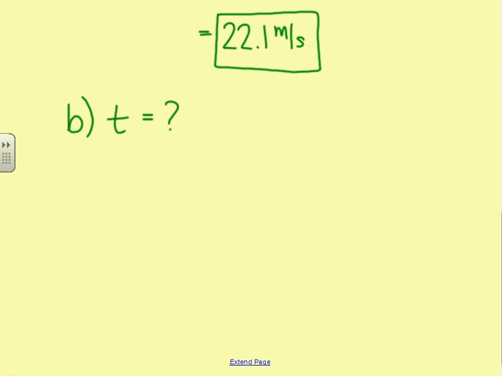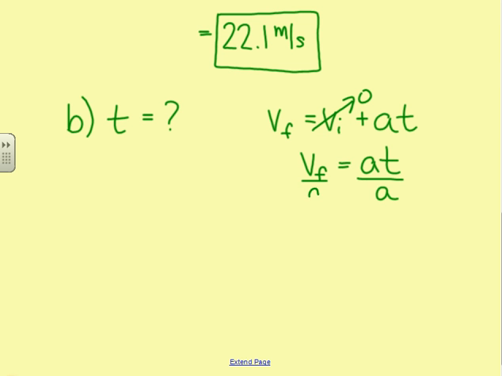We have all of our other variables in this case, so I'm going to pick the easiest equation. And in my opinion, that first equation, V final equals V initial plus acceleration times time, is the easiest one. Again, V initial is 0. I don't need to worry about it at all. So I have v final equals acceleration times time. And if I divide both sides by acceleration, I get that time is final velocity divided by acceleration.